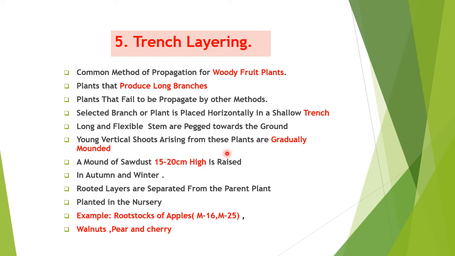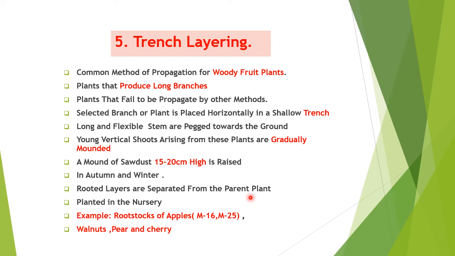So when you are burying a plant or a branch in the soil in a depression or a trench, and you are covering it, there will be a formation of a vertical branch. Slowly you are adding the mound as the branch is growing up and up. And then a mound of sawdust 15 to 20 centimeters high is raised. In autumn and winter, there will be a formation of the roots, and rooted layers are separated from the parent plant. When you remove the mound, you will find that there is a rooted vertical shoot already there. There is a root, and they are then planted in the nursery.